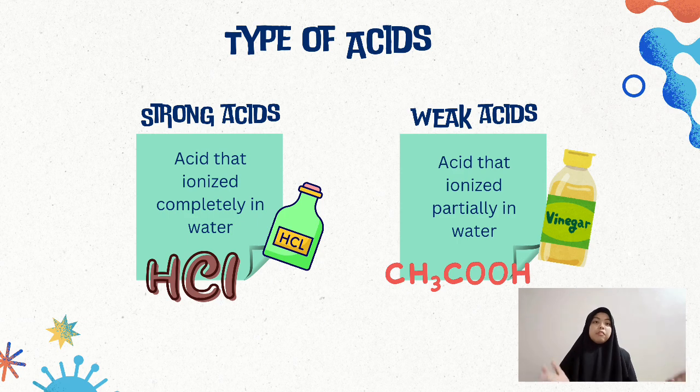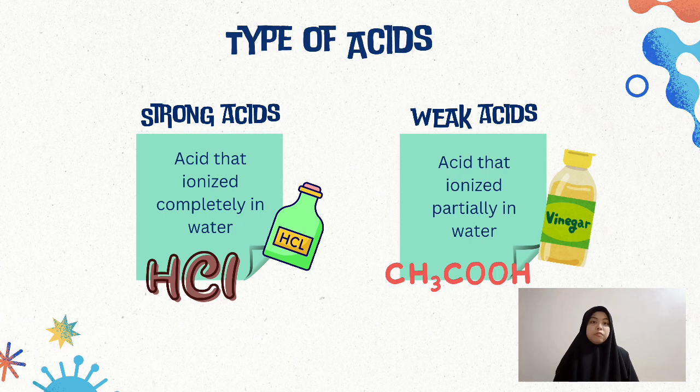There are two types of acid, which are strong acid and weak acid. A strong acid is an acid that ionizes completely in water. For example, HCl, H2SO4. A weak acid is an acid that ionizes partially in water. For example, CH3COOH, which is acetic acid, formic acid, HCOOH, and phosphoric acid, H3PO4.